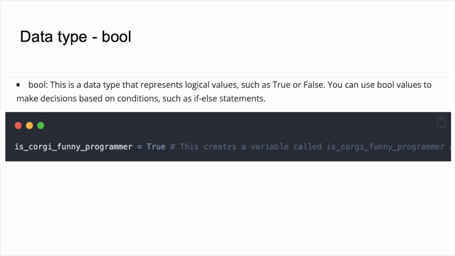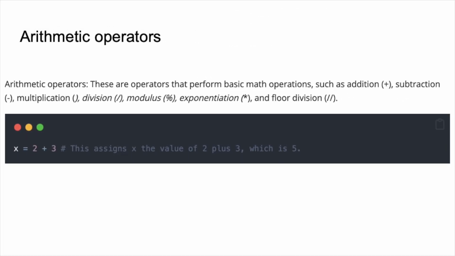Bool. This is a data type that represents logical values, such as True or False. You can use bool values to make decisions based on conditions, such as if-else statements. Operators. Operators are a way to perform operations on values and variables in Python. They are like symbols that tell Python what to do with the data. There are many operators in Python, but here are some of the most common ones.